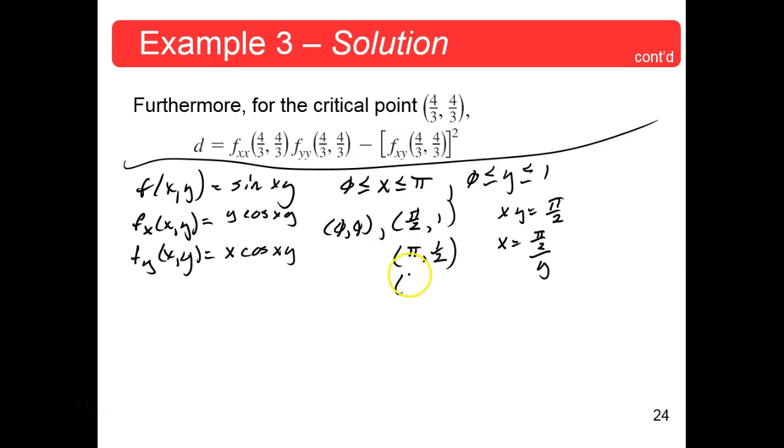Something in between, let's say 3/4 pi and 4/3. Oops. Two-thirds. Yeah. So there's lots of potential places like that. So there's an awful lot to look at here. But all we're interested in is the absolute extreme of the functions.